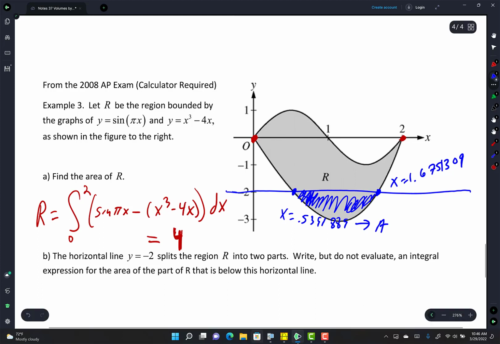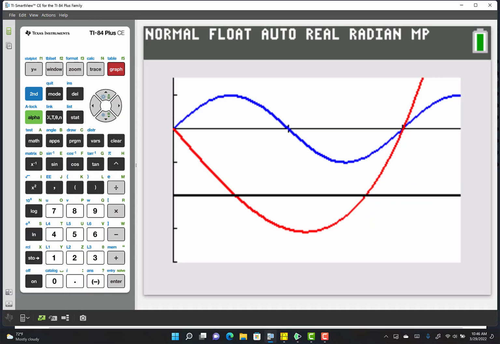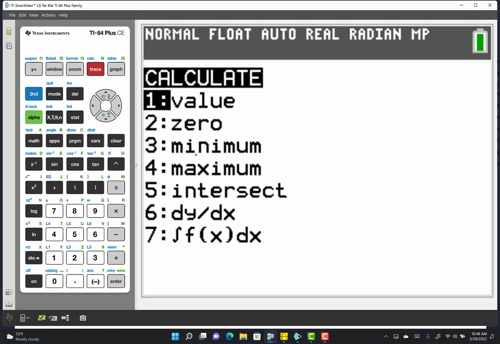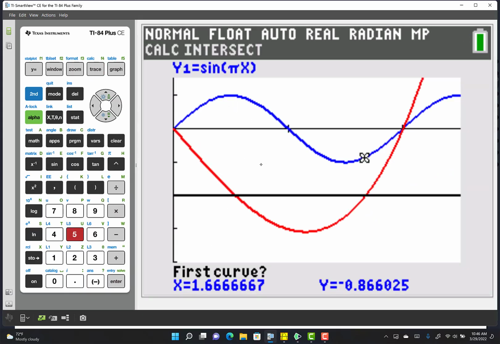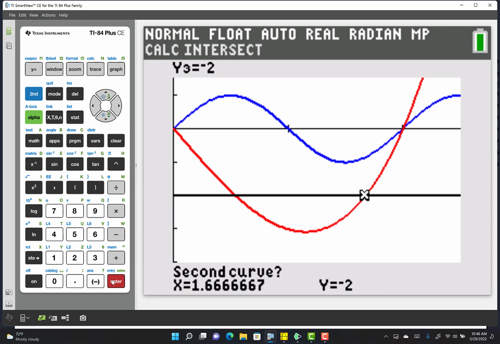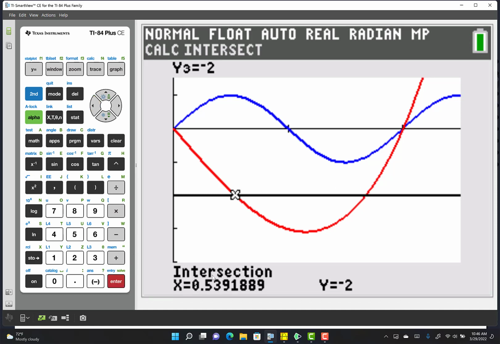So how do I find the intersections? I tell the calculator, go second calculate number 5. And it's going to ask, am I on this curve? Nope, I don't want that curve. Go to the next one. I want that curve, enter. And I want that curve, enter. Guess, go to the one you want. I just remembered I didn't save it to A, so I'm going to go to that. I go to that one, I push enter, and it has to say the word intersection.